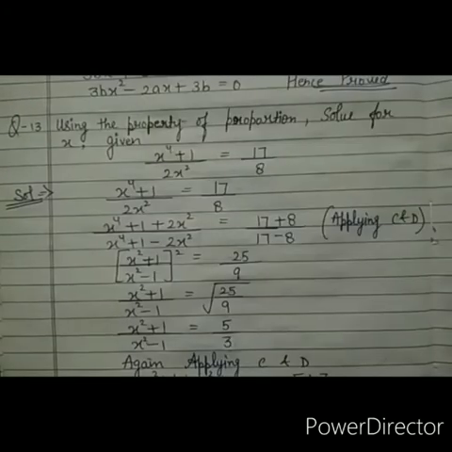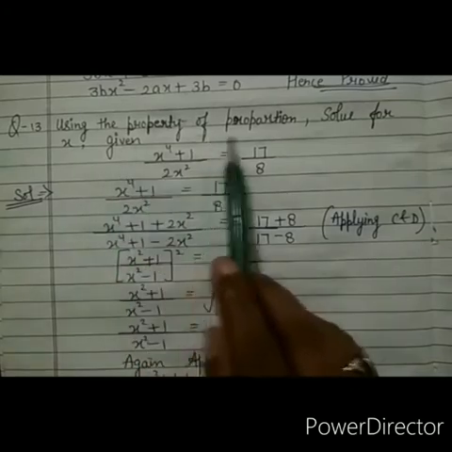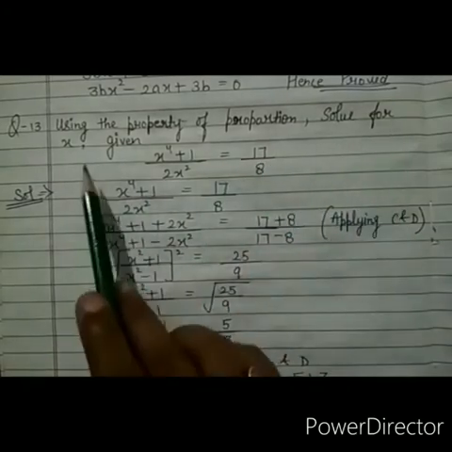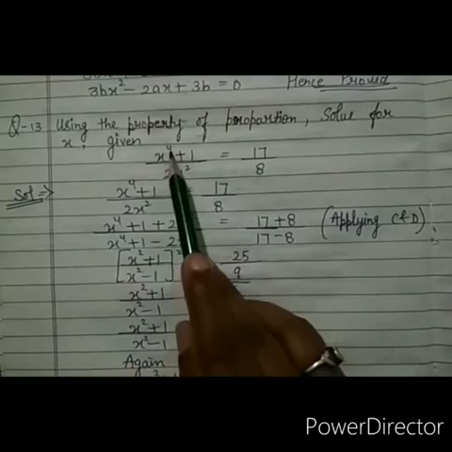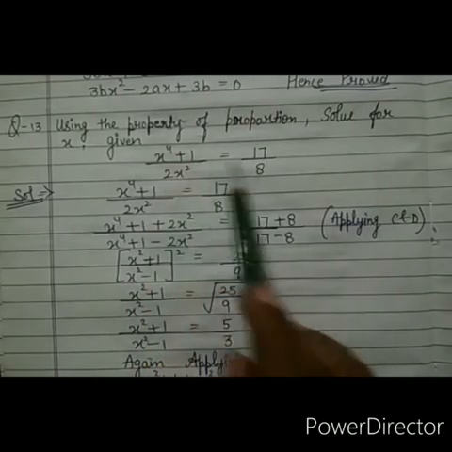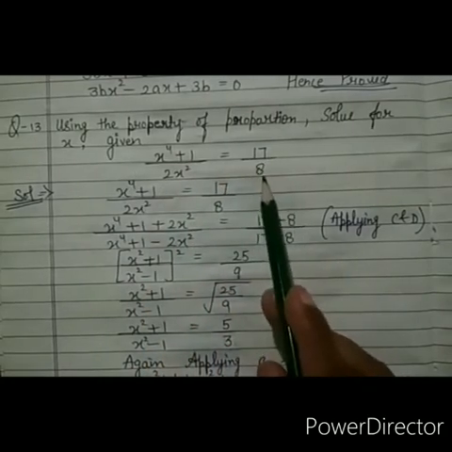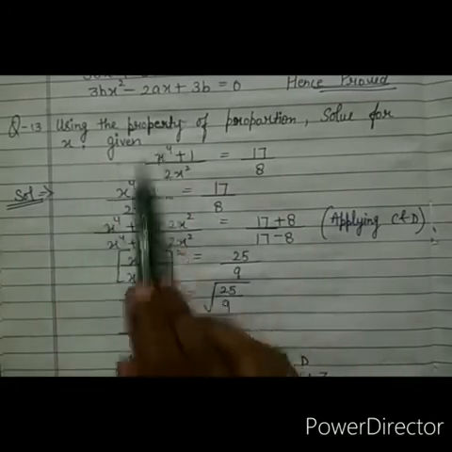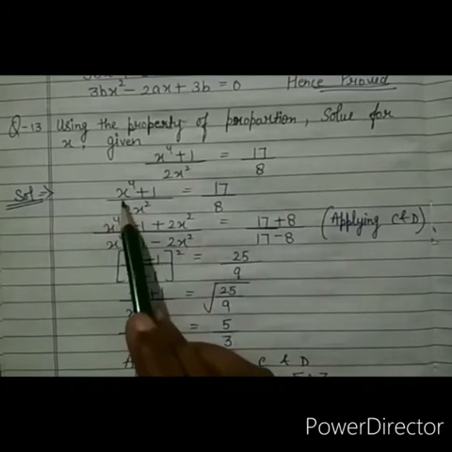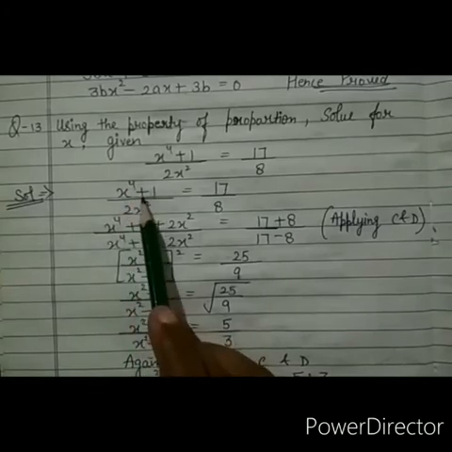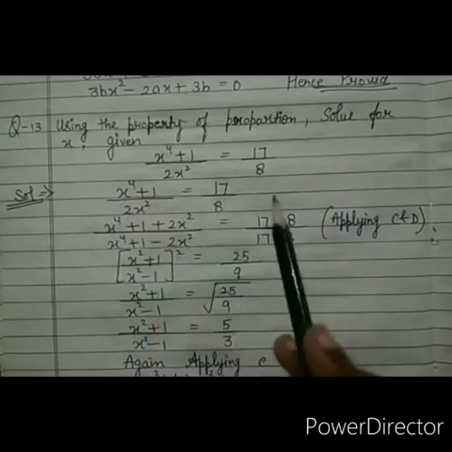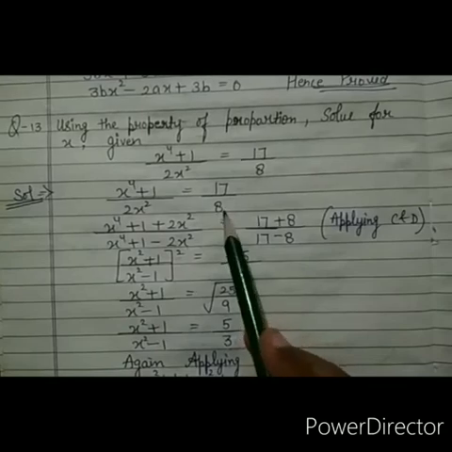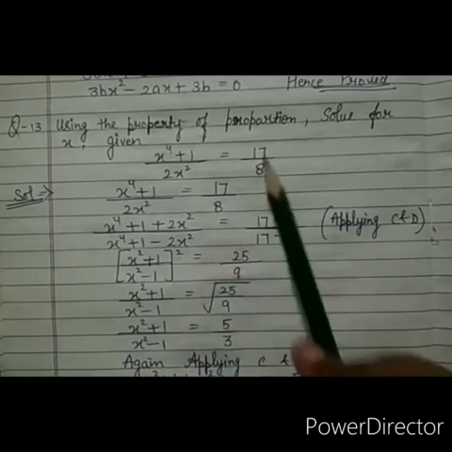Now the next question is question number 13. Using the property of proportion, solve for x given (x raised to the power 4 + 1) upon 2x square is equal to 17 upon 8. In this question we have to find the value of x after solving this. So in the question we have given (x raised to the power 4 + 1) upon 2x square is equal to 17 upon 8. Now we have to apply the property of proportion, that is componendo and dividendo here.